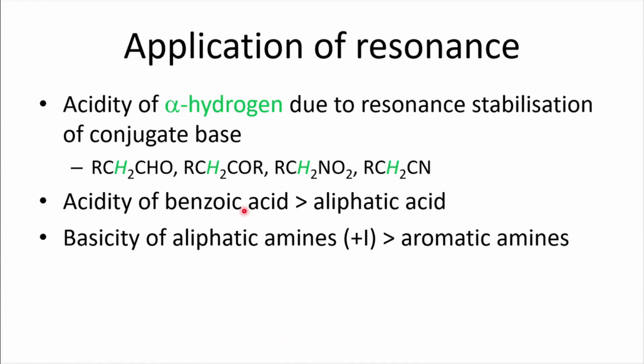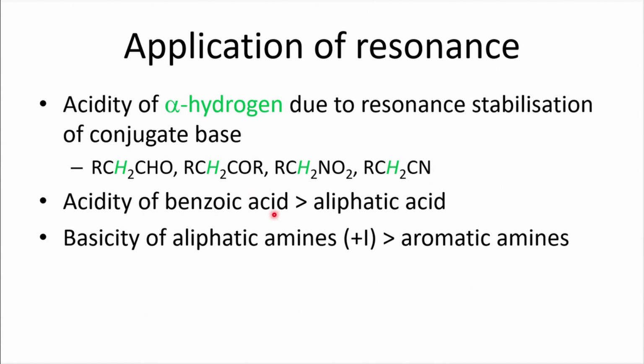And resonance can also be applied for explaining the acidity of alpha hydrogen in the case of conjugate bases. Say, for example, we have an aldehyde, we have a ketone, we have a nitro group, we have a cyanide. These hydrogens have different acidity because of resonance conjugation from the aldehyde group, carbonyl group, nitro group and cyano groups. So, this can be explained by resonance.